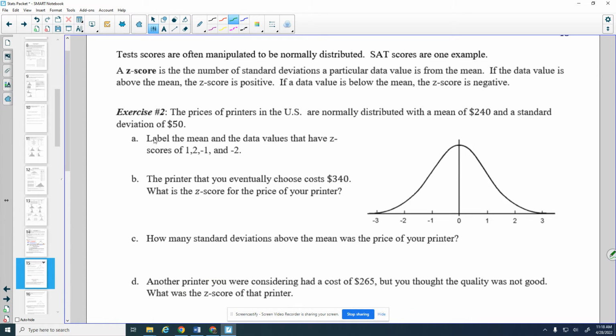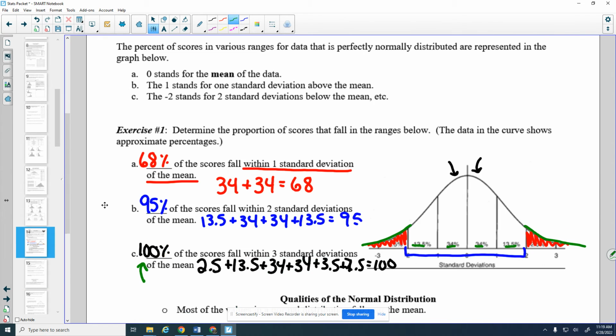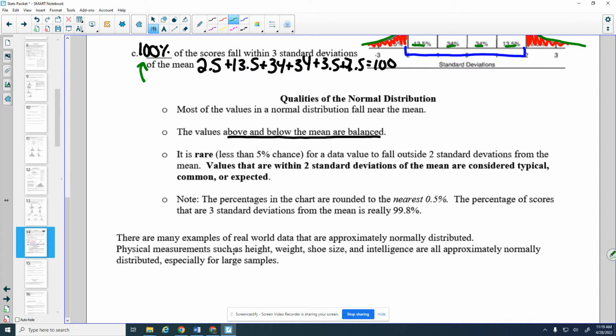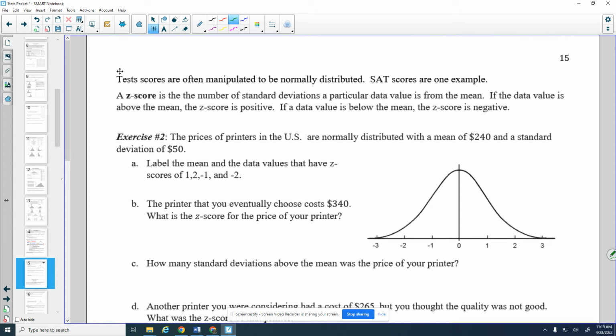So on the next page, test scores are often manipulated to be normally distributed. SAT scores are one example. There are many examples of real-world data that are approximately normally distributed. Physical measurements such as height, weight, shoe size, and intelligence are all approximately normally distributed, especially for large samples. A lot of things that you can measure about people, in most ways, people are pretty close to average. And then as we go out further from the average, there's less and less. Test scores, like SAT scores, are made to fall so that most people are around 500 and then less and less as we head out to 200 and 800.